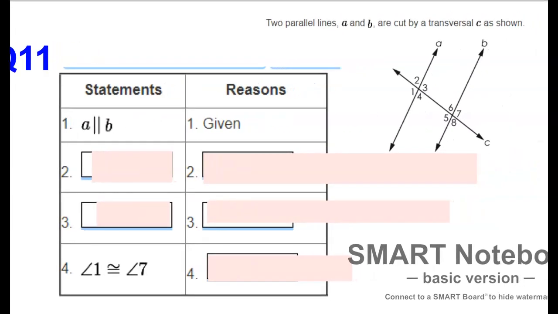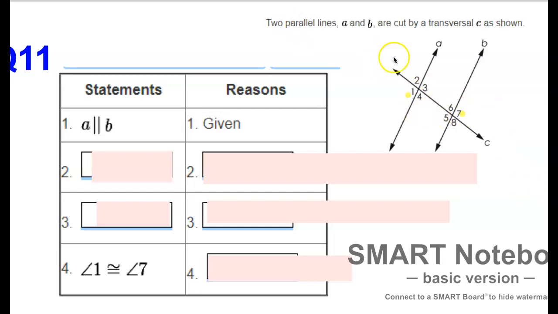Two parallel lines, A and B, are cut by a transversal as shown. And here we want to prove that angle 1 is congruent to angle 7. So if we look at our picture, angle 1 and angle 7, they are alternate exterior angles.